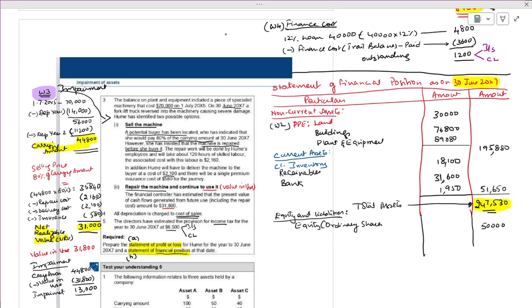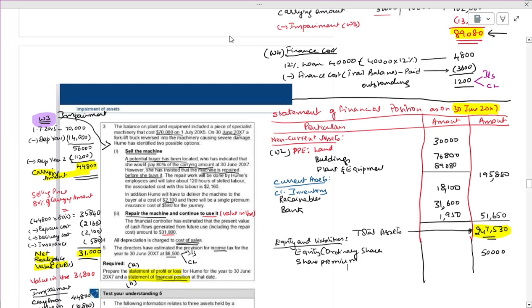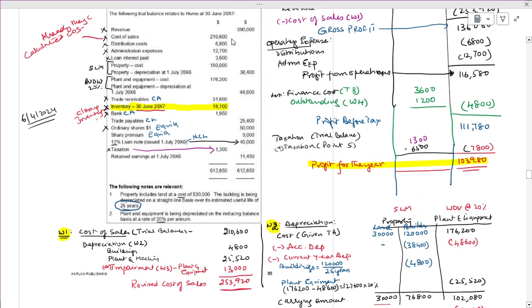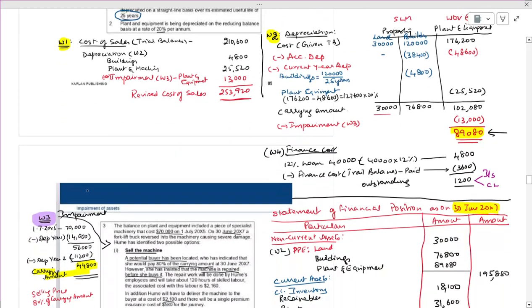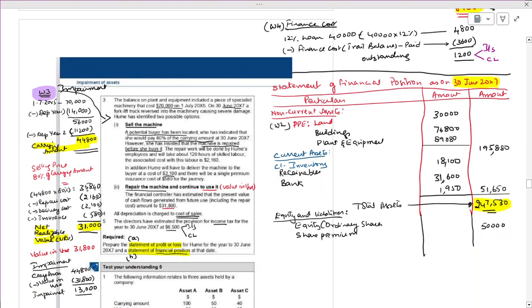Share premium. Next, share premium. How much is there? Share premium is 9,000. Put one cross here. Is it? Put one cross here. How much is there? 9,000.